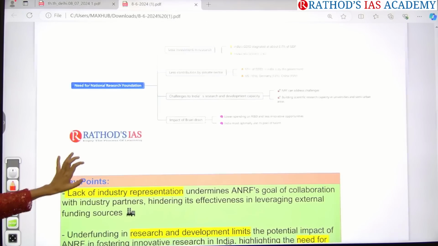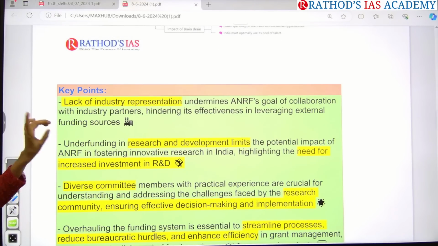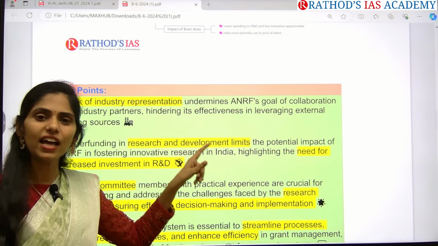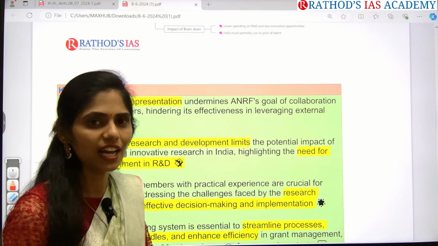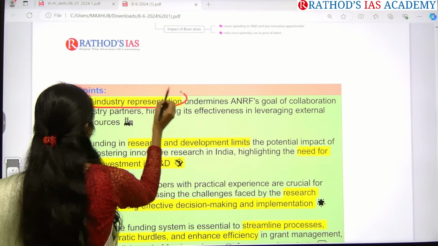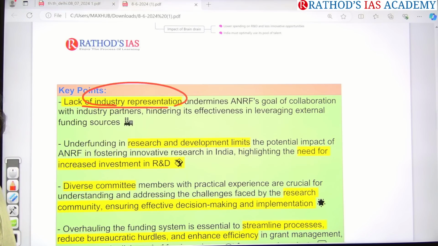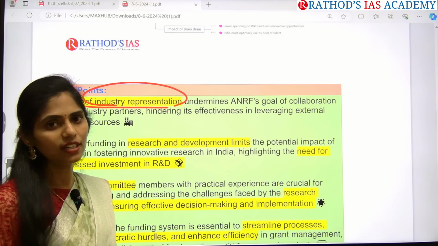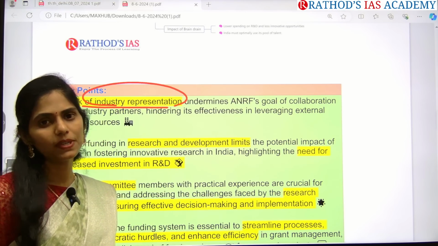And what is this article saying? The article is saying that even after we came up with this NRF with the goal of increasing research and development, there is no proper integration of industries. Colleges and universities do not have proper integration with industries. Again, the same problem is persisting now.